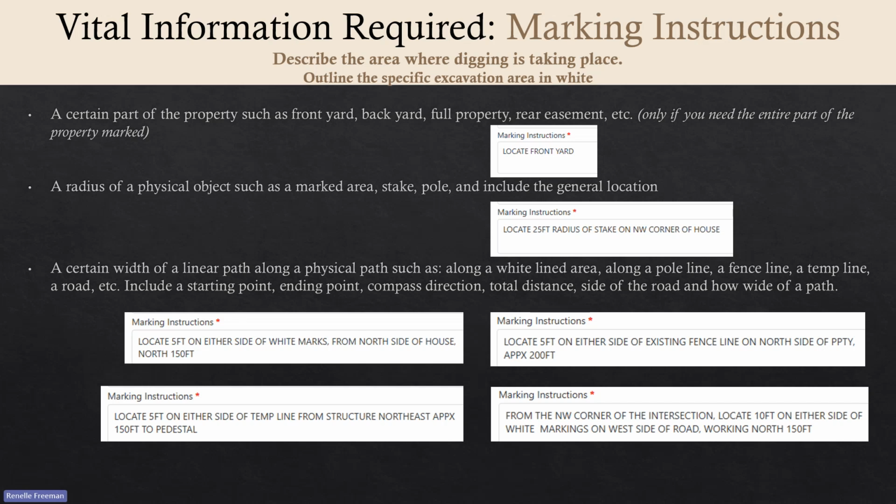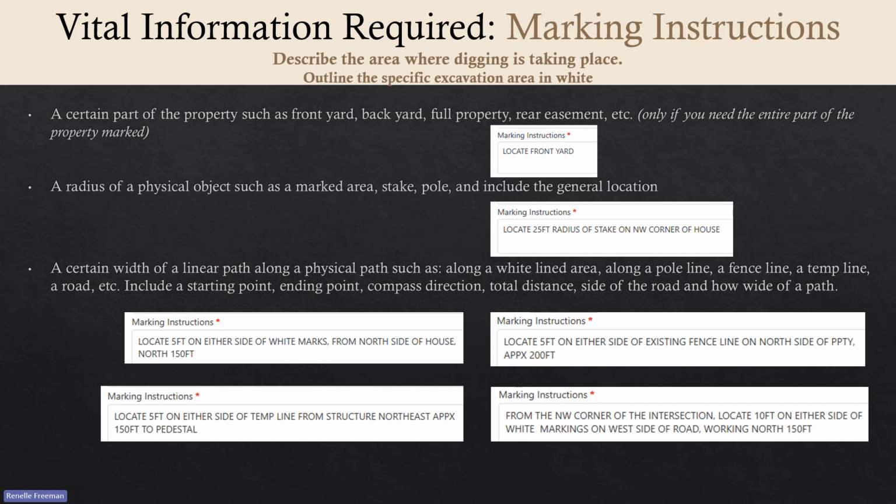Very simple. A certain width of a linear path along a physical path, such as a white lined area, a pole line, a fence line, a temporary line for a drop, a road. Include a starting point, an ending point, compass direction, total distance, side of the road, how wide of a path, all this good information to help the locator find the location, know where to start, know how much to locate, and how far to go.